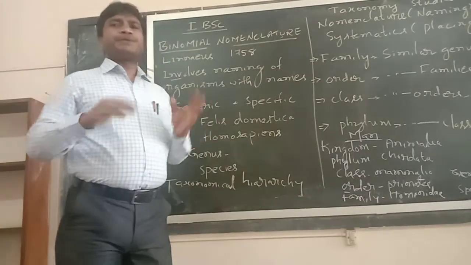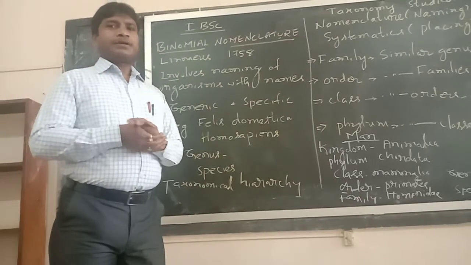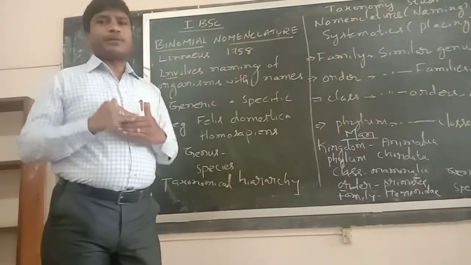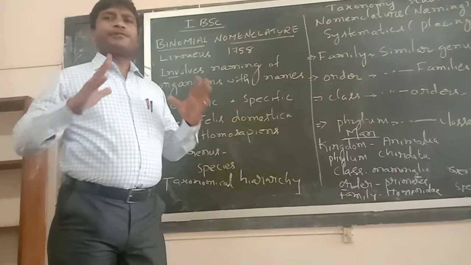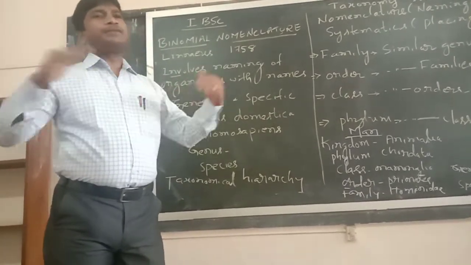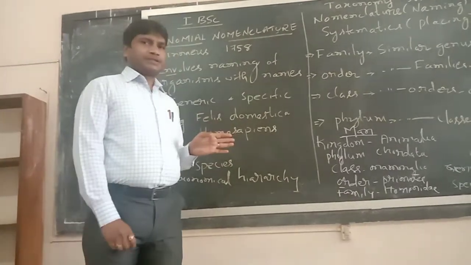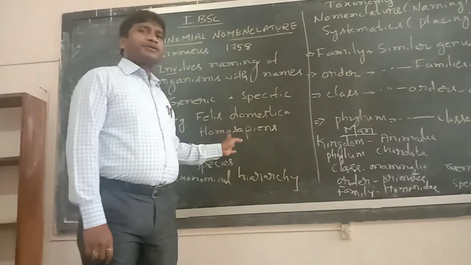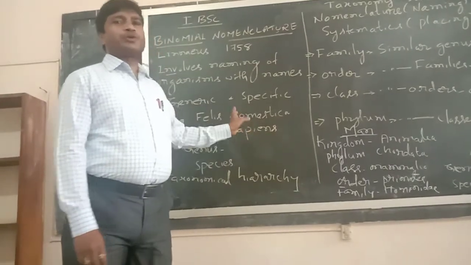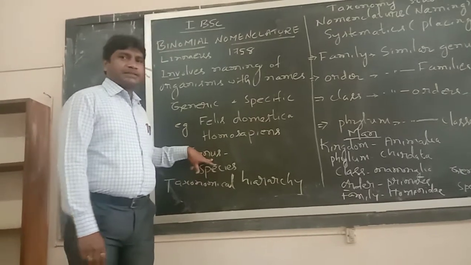So there are a number of species which have some characters in common. There are a number of species of life forms that have some characters in common and they are related to one particular group. Again, that is called as genus. So genus is the group of two or more closely related species.